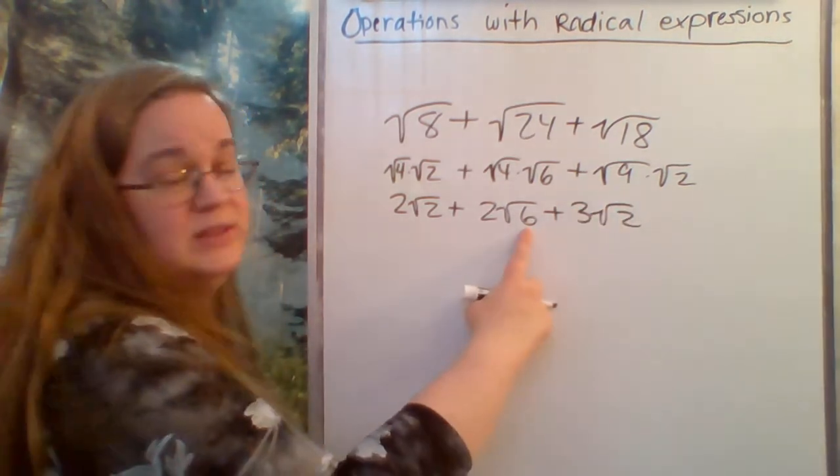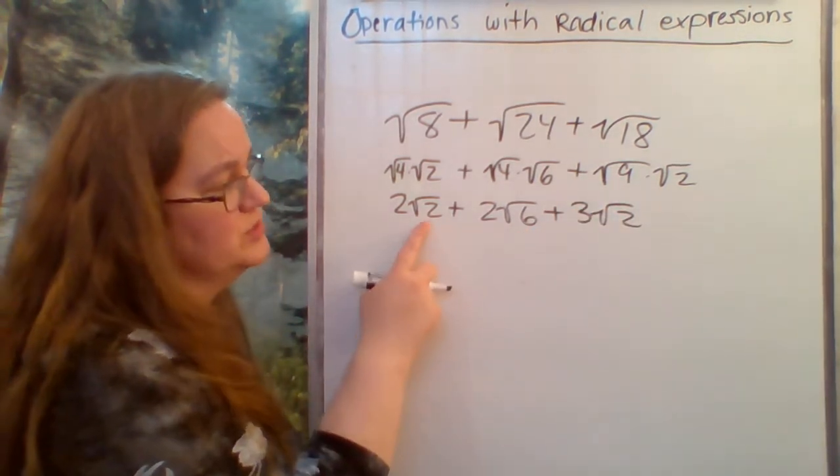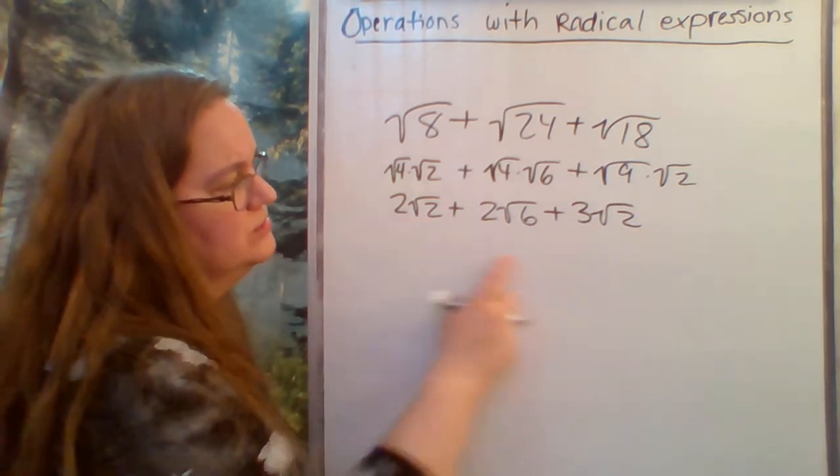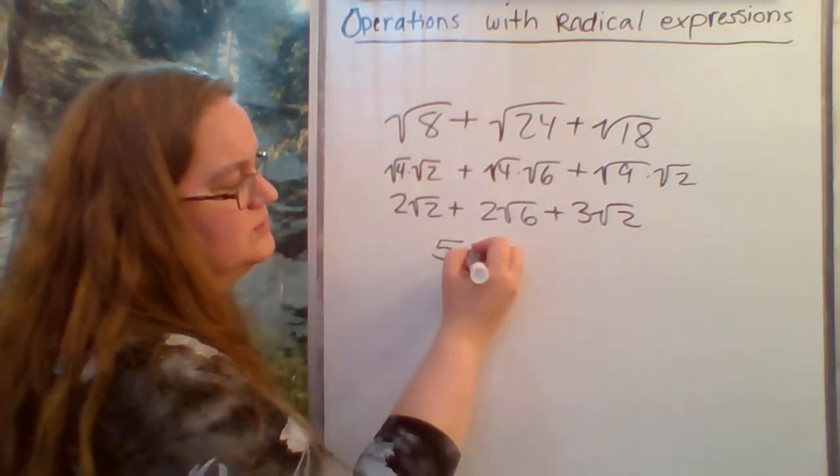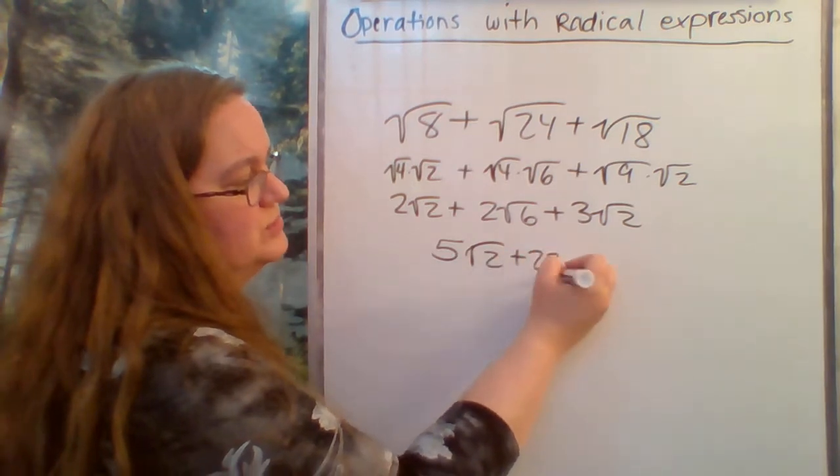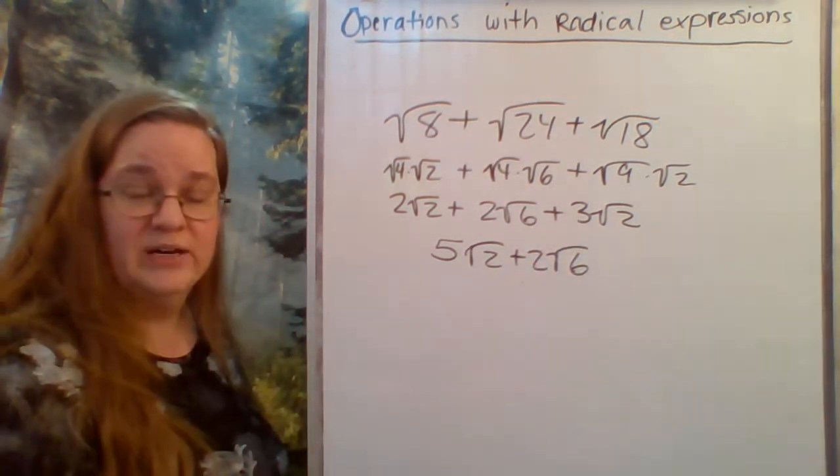Now, I can't do anything with the 6 because it's different, but I have a square root of 2 and a square root of 2, so 2 plus 3 is 5. So 5 root 2 plus 2 root 6 is my simplified answer.